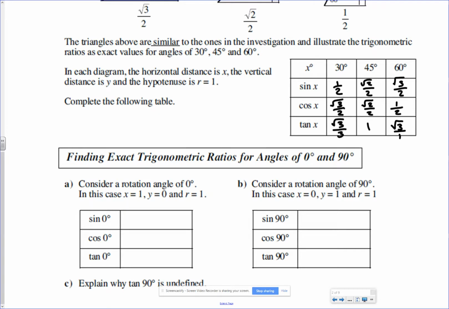And then you also need to know the zeros and the 90s. So sine of 0 is 0, cos of 0 is 1, and tangent of 0 is 0. And then if I did my 90s, sine of 90 is 1, cos of 90 is 0, and tan of 90 is undefined.